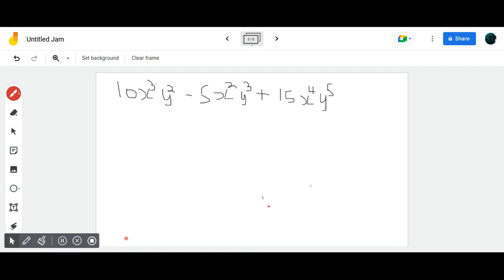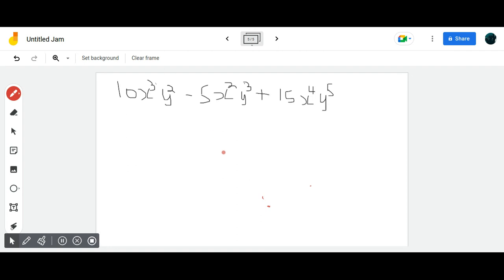But because the exponents are different, for example, x cubed is not the same thing as x squared and x to the fourth, because x to the fourth is saying x times x times x times x, while x squared is actually saying x times x, and x cubed is actually saying x times x times x.